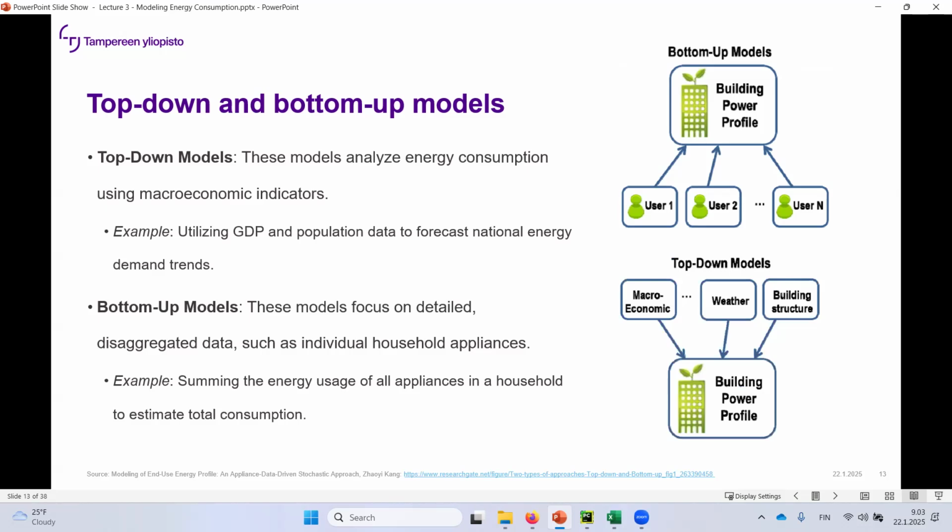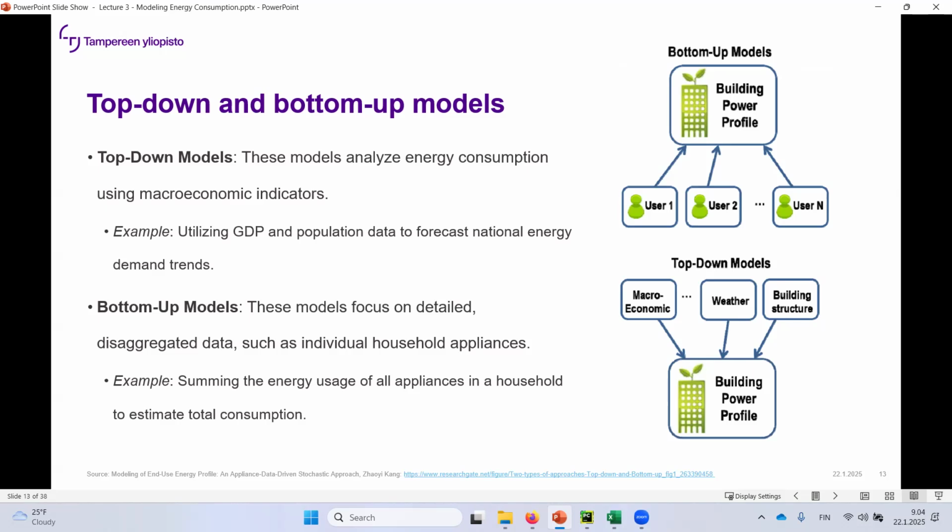So you have the macroeconomic factors, you have weather, building structure, and you have the legislation related to these buildings or the structures rather. So you get the building power profile. It might be hard to obtain this high resolution data, but at least you can obtain the overall consumption, for example, during a month, during a year. Bottom-up models focus on detailed disaggregated data, individual household appliances. Then you start to sum those up, you get the household level, then you sum those households up, and you get the power profiles.